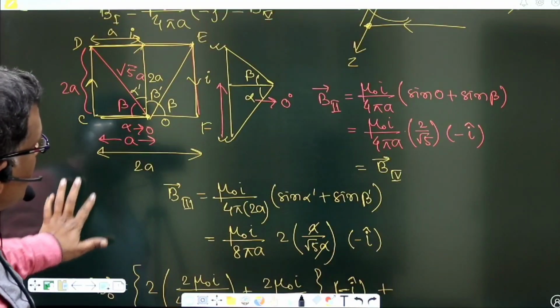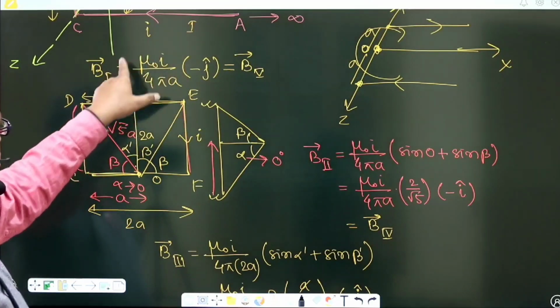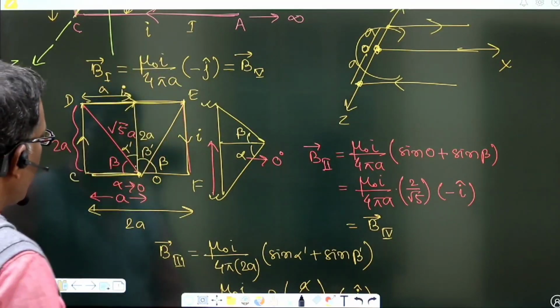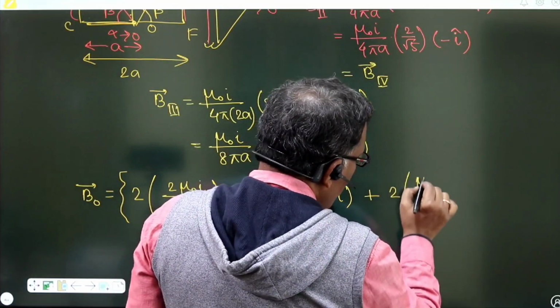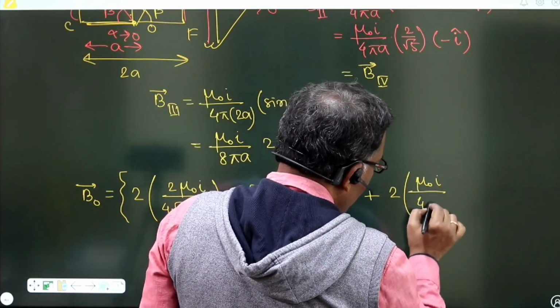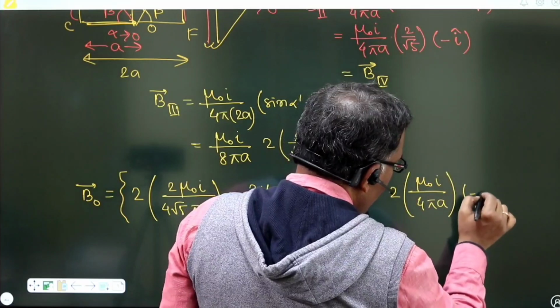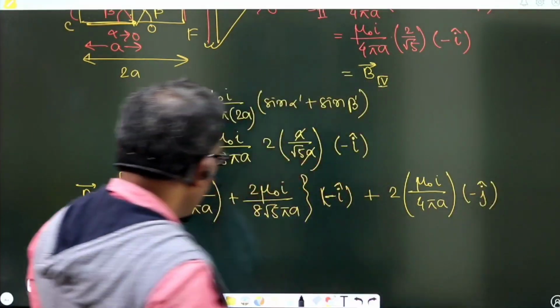We got it towards negative j, and both of them were mu naught I by 4 pi A. So I can write it is twice of mu naught I by 4 pi A. The direction was, I think, minus j, right? So this is the final answer.